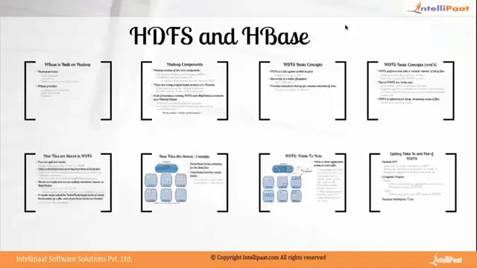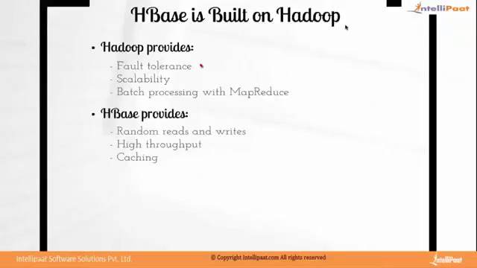So let's talk about what exactly is the relationship between HDFS and Hbase. Hadoop provides fault tolerance. It provides scalability. We saw that. And it provides batch processing with MapReduce. We all have done a course on Hadoop, so we know that. Now, what does Hbase provide? Hbase provides random reads and writes, high throughput, and caching for retrieval. So these are two different systems, but they both work on the same file system.